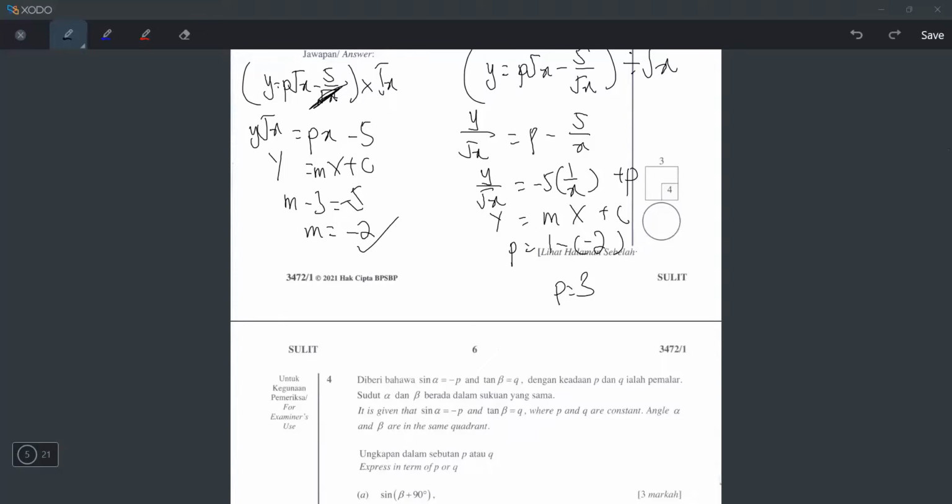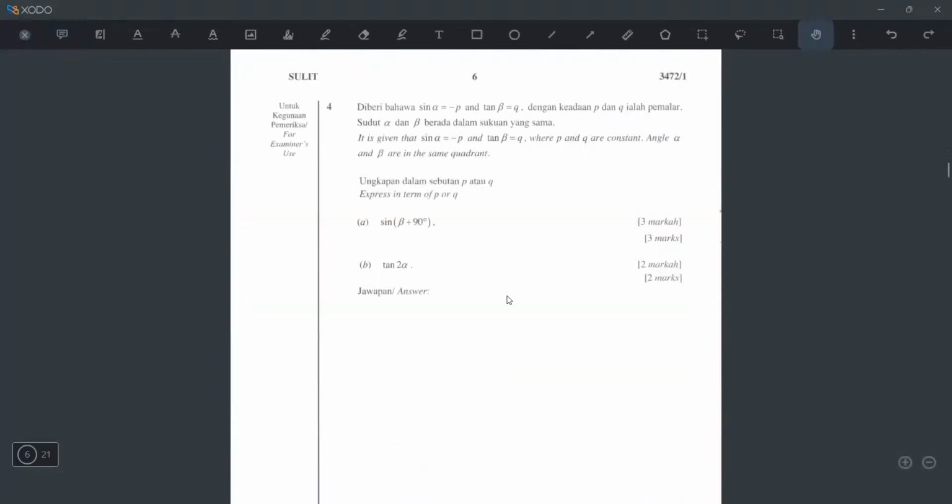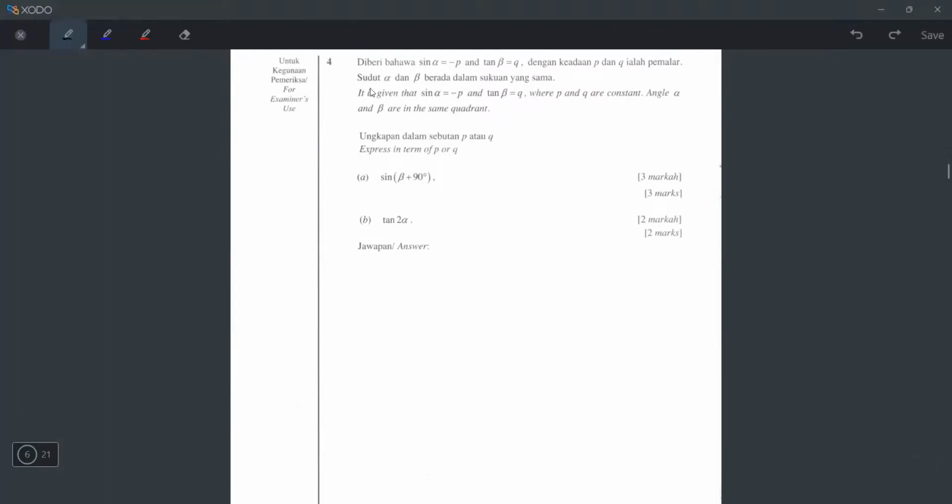Betul lah. Yep. Okay. I'm checking the schema lah, just in case, because I don't want to upload the wrong working. Okay. All right. Number 4.